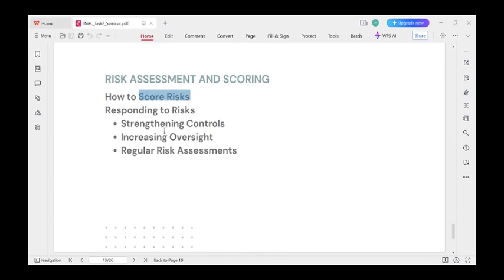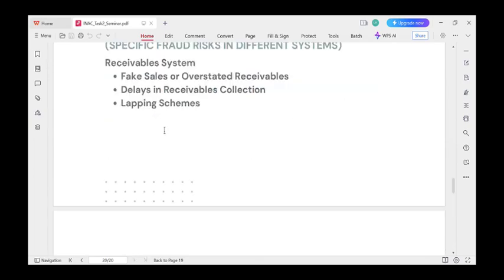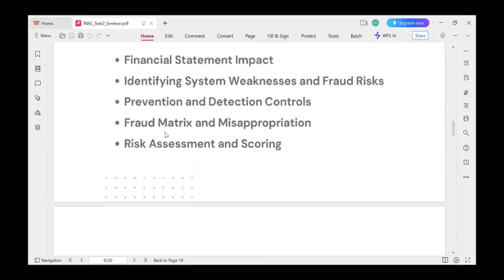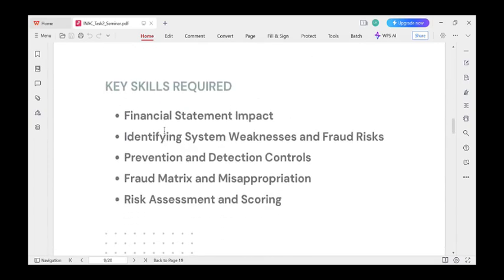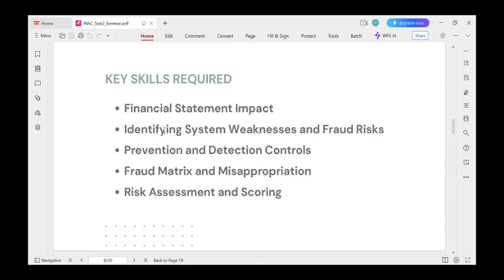All right, I think we have talked about pretty much all the skills that we require. Okay, so we identified, when we have a look at the past exam practice, that these are the key skills required: financial statement impact, identifying system weaknesses and fraud risk. Then we talked about prevention and detection controls. Then we talked about fraud matrix and misappropriation. And at the end, we talked about risk assessment and scoring. Okay, now let's have a look at some practice question.